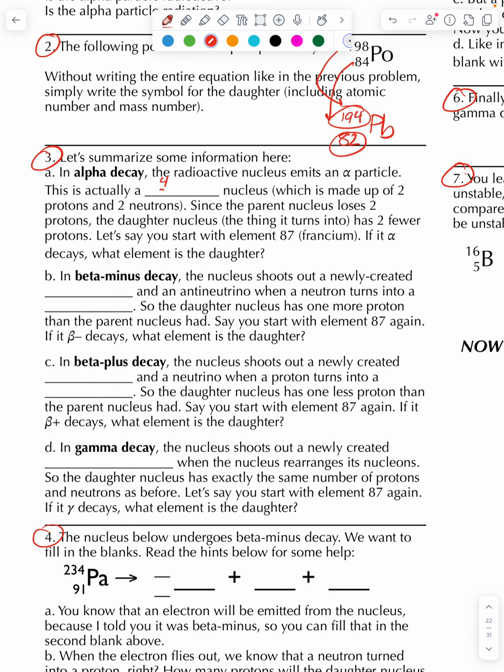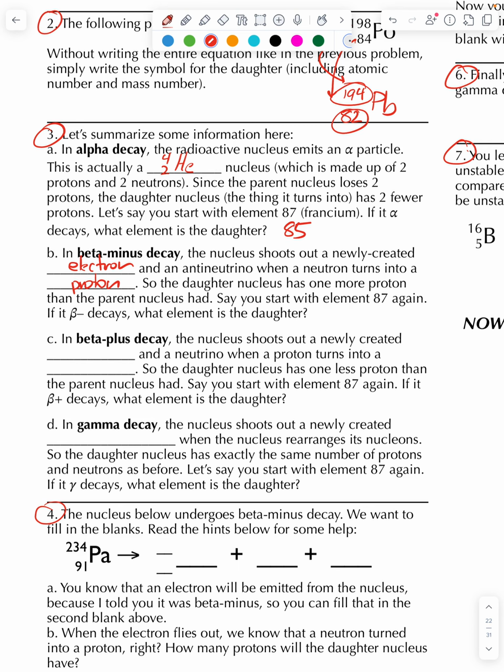In beta minus decay, the nucleus shoots out a newly created electron and an antineutrino when a neutron turns into a proton. You might even want to write that down. Like maybe I could ask a multiple choice question that says, in beta minus, what is turning into what, like I did on the previous homework sheet. So make sure you know that. Write that down. Say you start with element 87 again. If it beta minus decays, what element is the daughter? So that's what I mentioned about 2 minutes ago. Know that in beta minus decay, you end up with the next element in the periodic table. So we're going to go up to element 88.